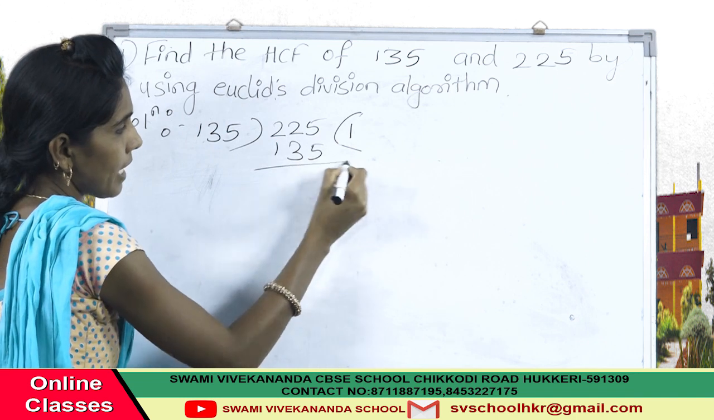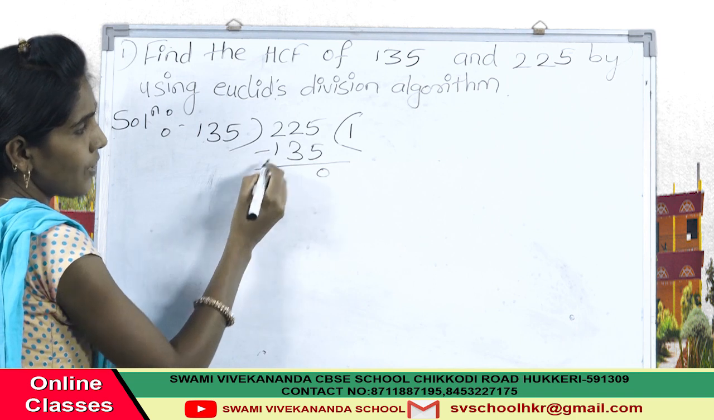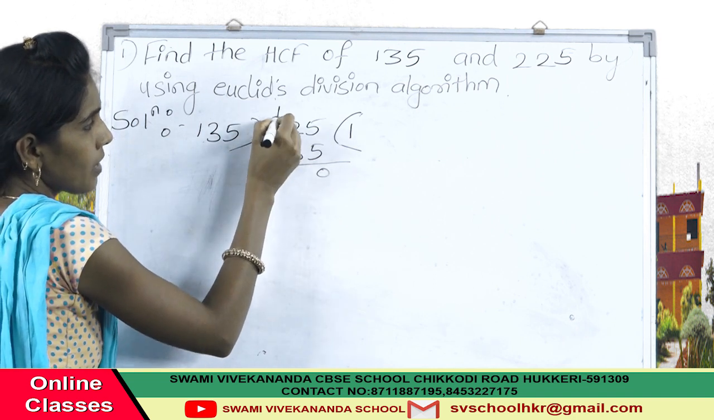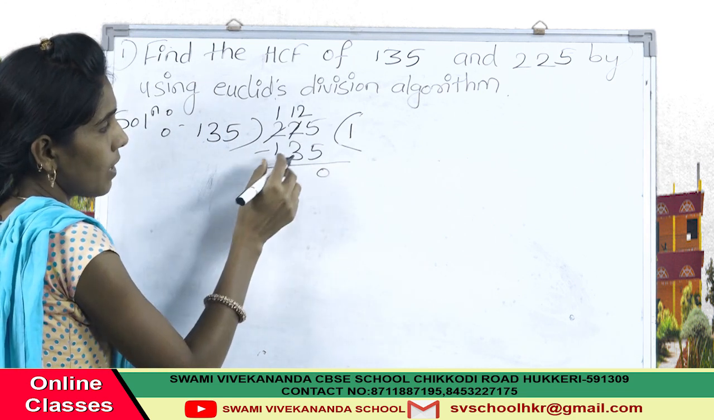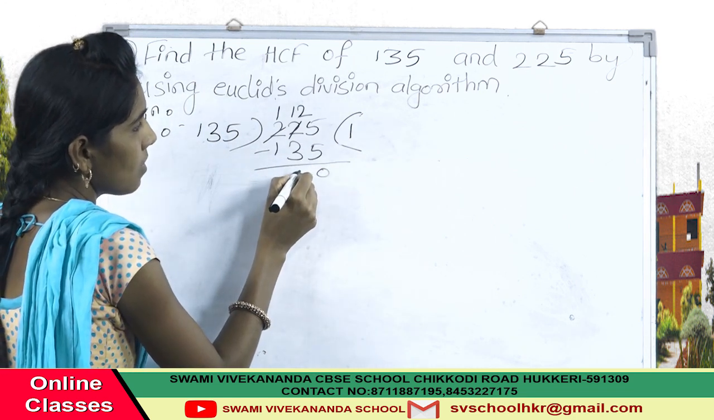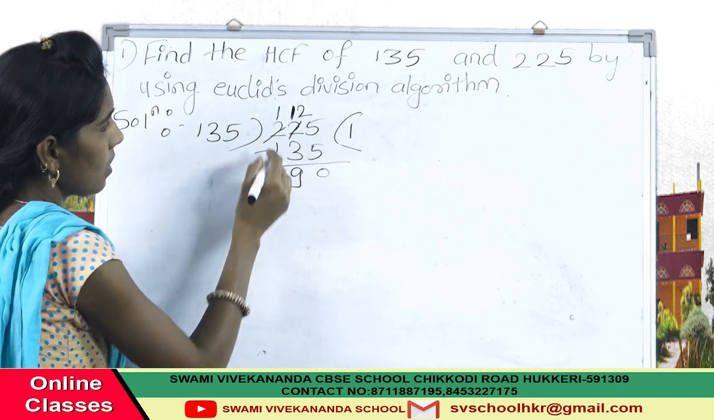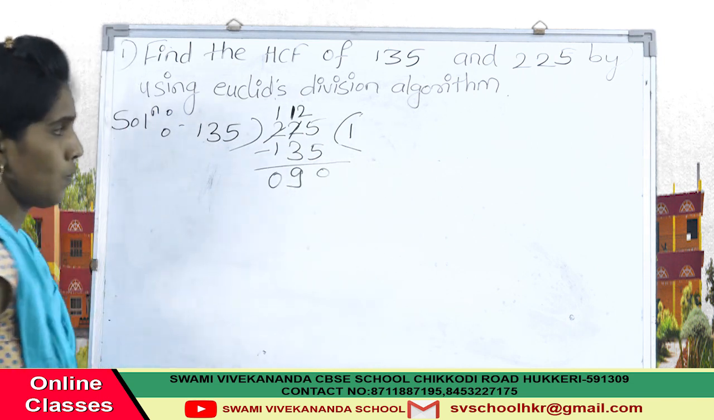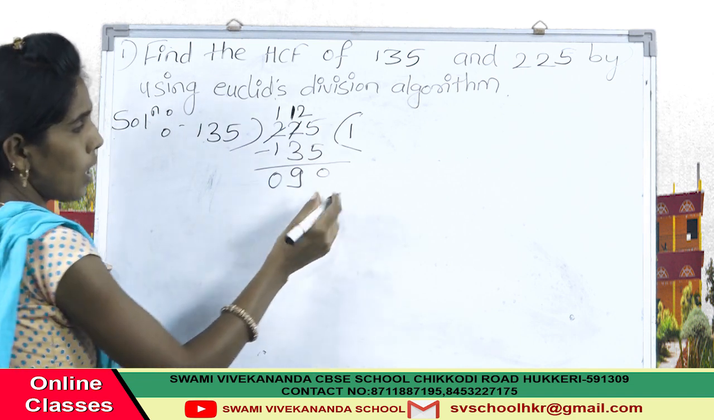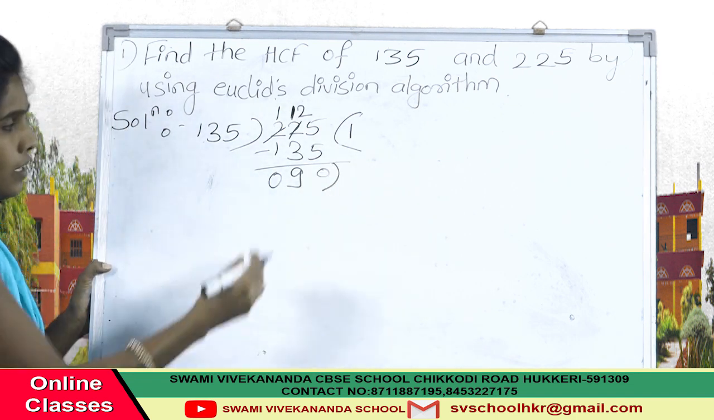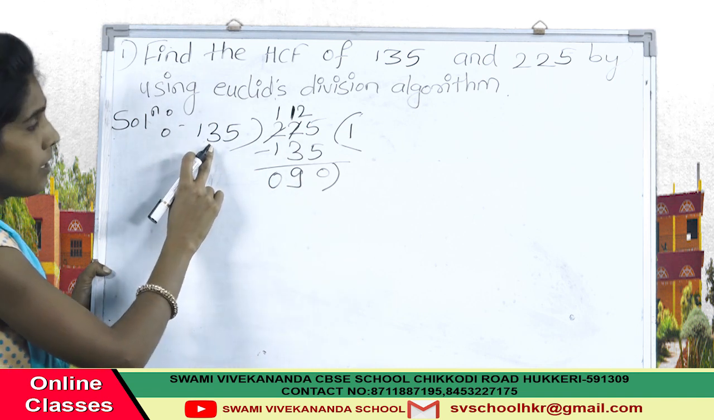Now subtraction. 5 minus 5 is 0. 2 minus 3, we can't, so take 1 from here. That is, it will become 12. 12 minus 3 is 9. 1 minus 1 is 0. Next, is the remainder equal to 0? No. Again we have to divide. Consider this remainder as the divisor and the first divisor as the dividend.